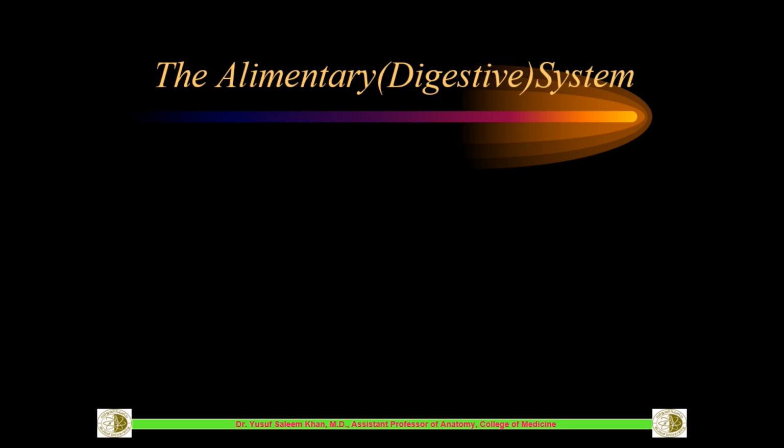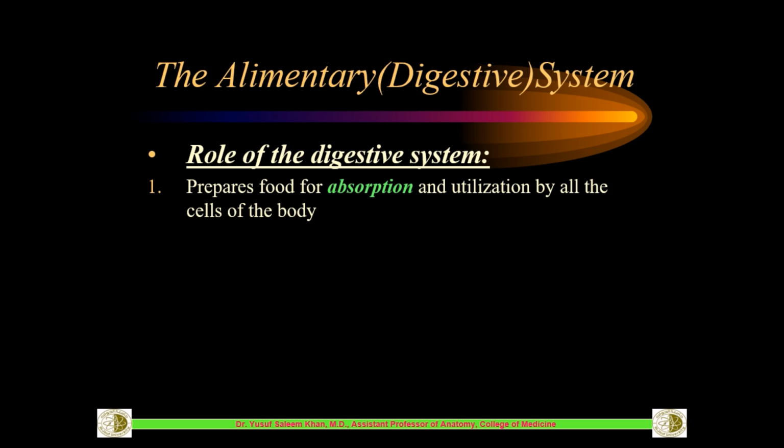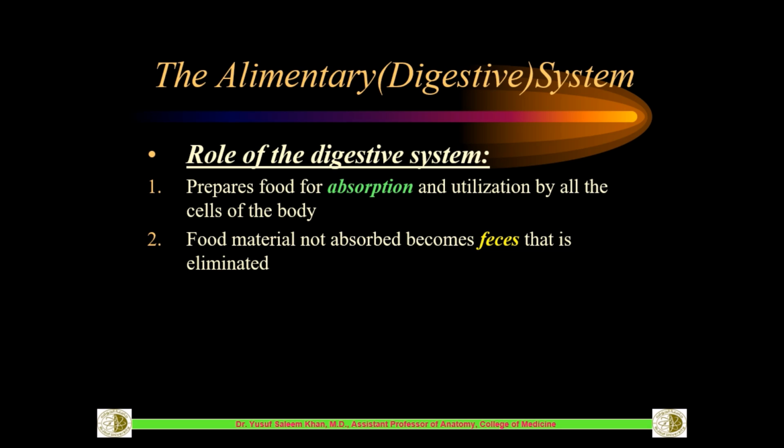To begin with, the alimentary system or the digestive system has a very important role in digestion. So what are the different roles it will play? One, it prepares the food for absorption and utilization by all the cells of the body. So it helps in the digestion as well as the absorption of the food particles, which will be utilized by the millions of cells within the body. The food material not absorbed will be thrown out as feces, that is the stool.